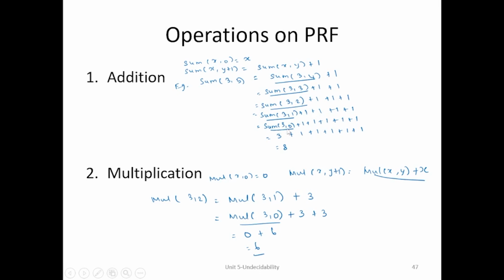Once sum of 3 comma 0 occurs, the answer is x. So it is 3. The remaining 5 ones are added to 3. So the answer is 8. In this way, the addition operation can be done.